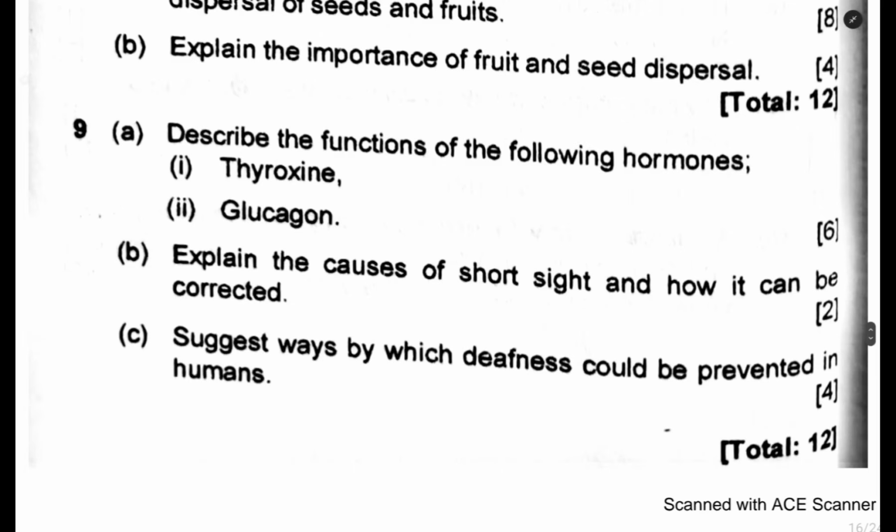Then describe the functions of the following hormones: thyroxine, glucagon. So where we are coming from, I said, look at the endocrine system. Make sure that you know those hormones. So here you are given a question. Describe the function of each hormone.